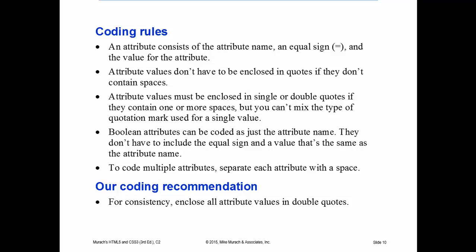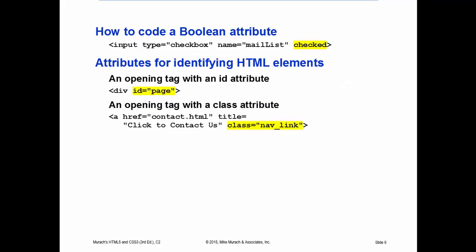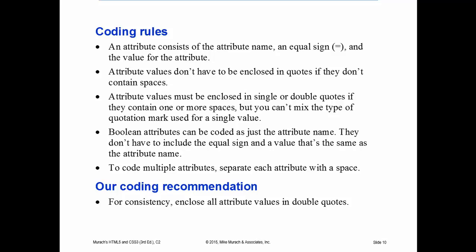Boolean attributes, well, you saw this a second ago. You used to have to literally say checked equals checked. But with HTML5, you don't have to say that anymore. Okay. Again, notice their coding recommendation on the bottom. For consistency, enclose all attribute values in double quotes. Good idea.